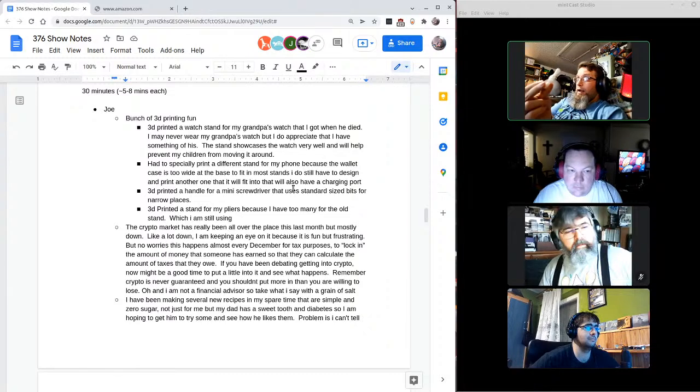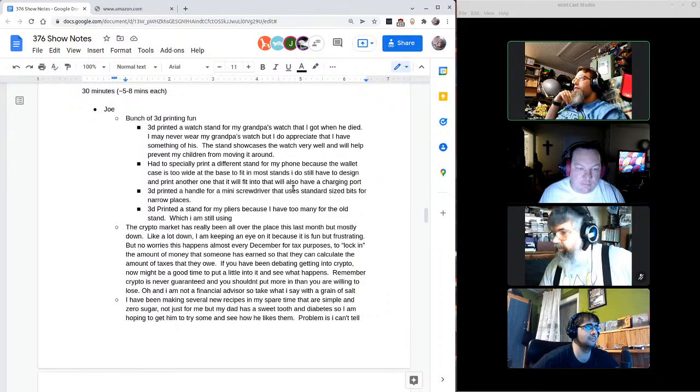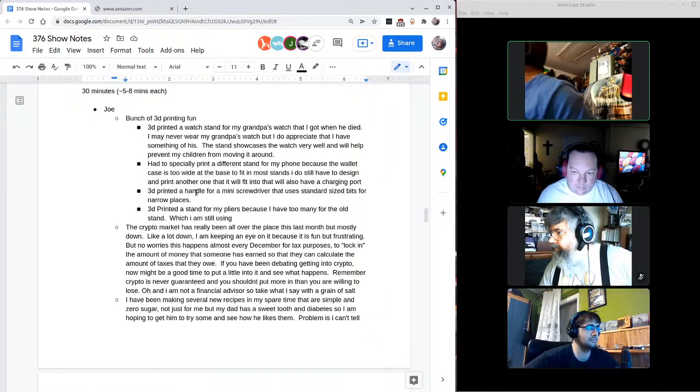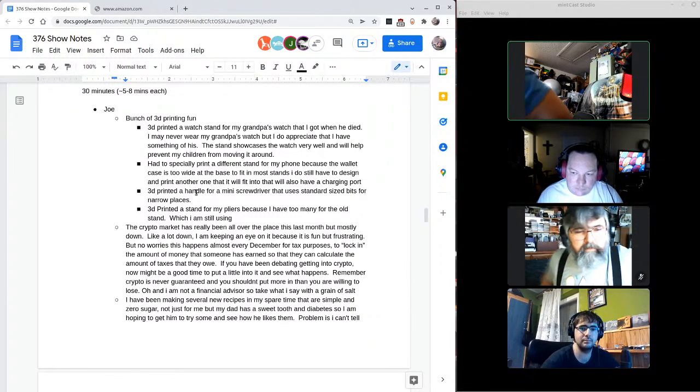I was going to print out an adapter for that so I could run the 4mm from that. I also saw one for a keychain that I might print out that should do the 4mm bits. And then I also printed out a stand for my pliers because my pliers were starting to take over the room.